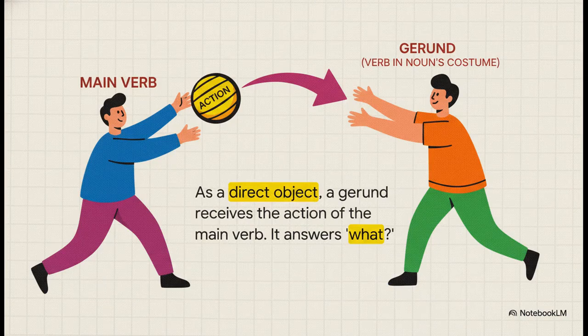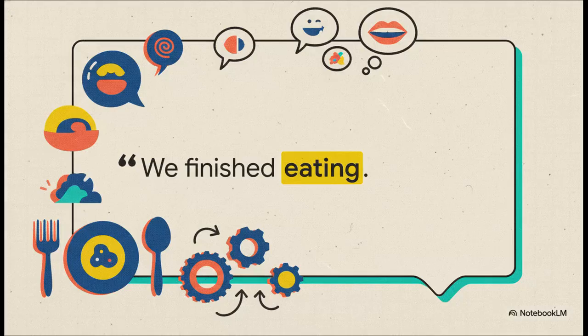All right, next up, a gerund can also be a direct object. All this means is that it's the thing that receives the action of the main verb. It answers the question, what, right after that verb. And look at that. We're back to our original puzzle, but now it's all solved. We finished what? We finished eating. Eating is the thing that we finished. It's the direct object. See how that works? It's a whole activity being treated as a single concept, a noun.